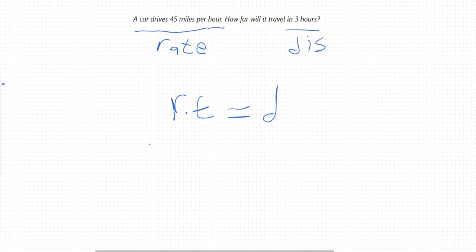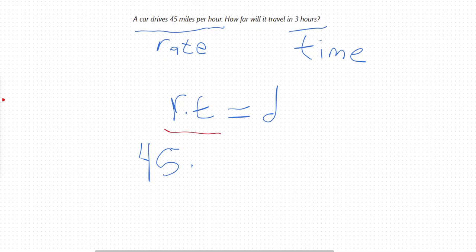Okay, so the rate is 45, and the time is 3 hours. Sorry, why did I say this? This is not a distance. This is a time. Not a distance, a time. Now we still know that rate times time equals distance. So we have a rate and a time. The rate of 45 times the time of 3 hours equals the distance.